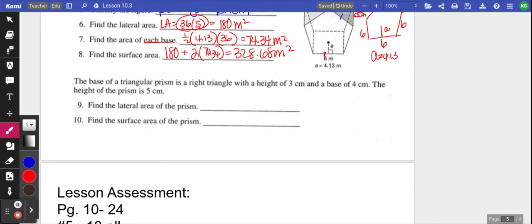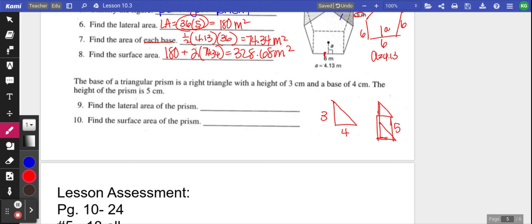And the last one, the base of a triangle prism is a right triangle with a height of 3 and a base of 4. The height of the prism, I don't know if I'll be able to draw a triangular prism very well, kind of like that. So the height of this thing is 5. Find the lateral area of the prism.